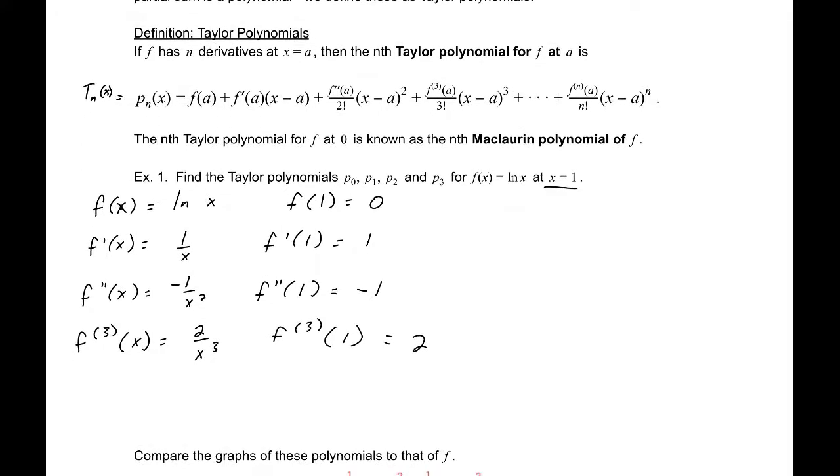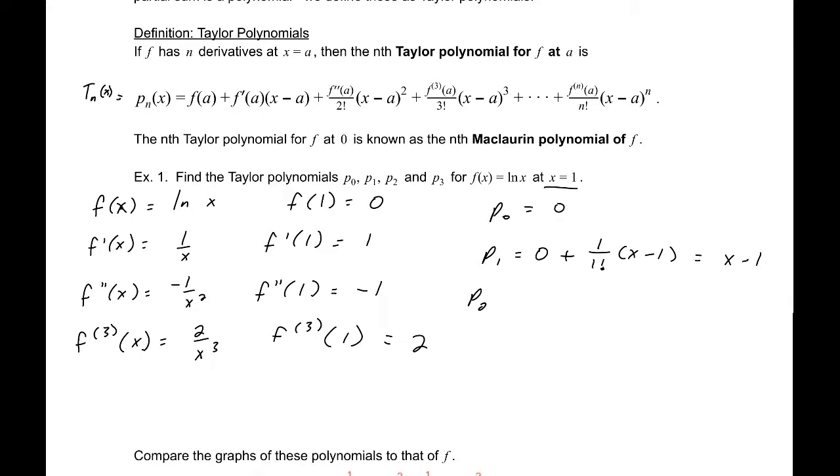Alright, so P0, our 0th polynomial, is just f of a, so 0. Our first Taylor polynomial is 0 plus, and now we have 1 divided by 1 factorial times x minus a, in this case 1. Now you're going to notice that is just x minus 1. That is all the first Taylor polynomial is.